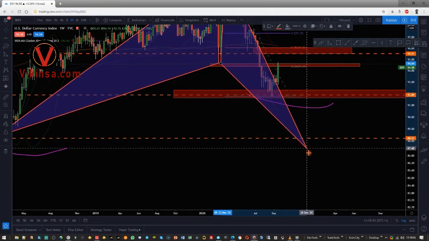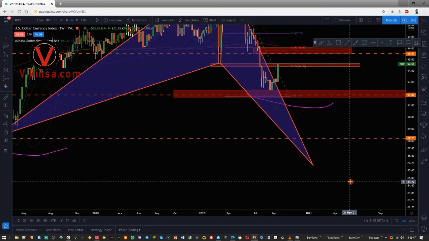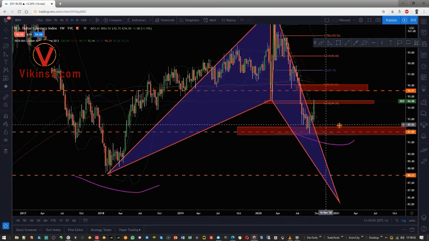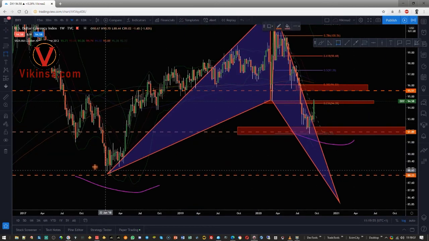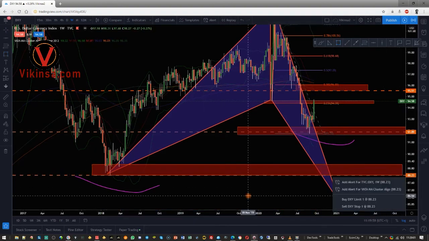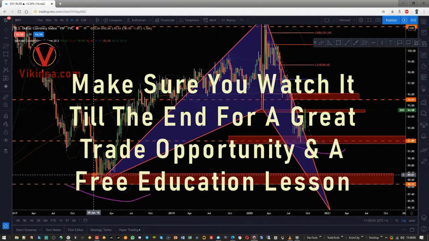In fact, it can actually go a little bit deeper down into the 86 level or so. But for that to happen, it needs to break through this zone of 91.91, and it will also have to break through this level which we had as a demand zone.